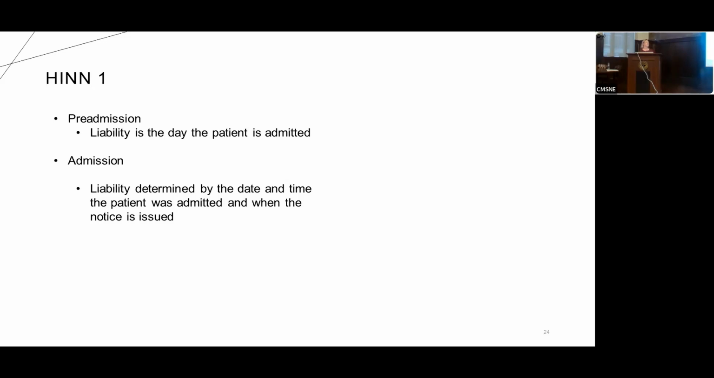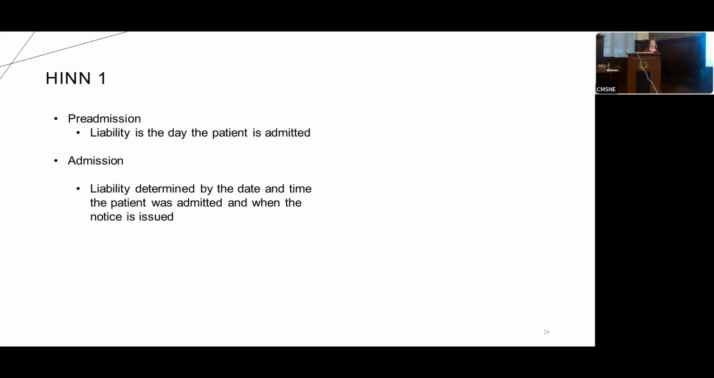Pre-admission HINs, the liability of the HIN will be the day that you're issuing it. Admission HINs, the liability depends on when you are issuing the HIN to the patient, and when the admission order was written. So if a patient is admitted in the evening, and you come in to do your UR assignment the following morning, and you see this patient was just admitted for placement, there's nothing going on with them, they're not being treated in any way, and you recognize this patient needs an admission HIN.